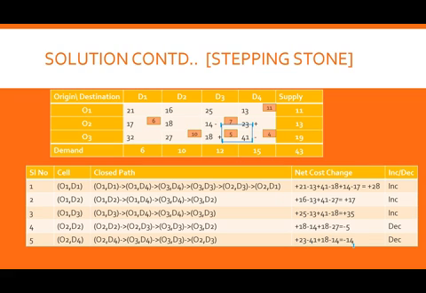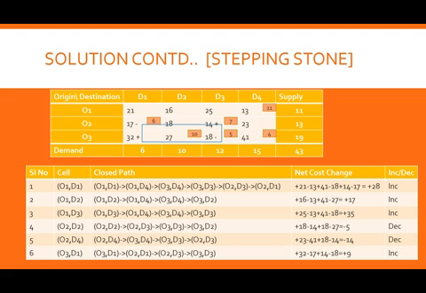So when you evaluate it, I get a minus 14. So there is a further possible improvement in the solution. Minus 14, which is a decrease in cost. Now, the next unoccupied cell, O3D1.